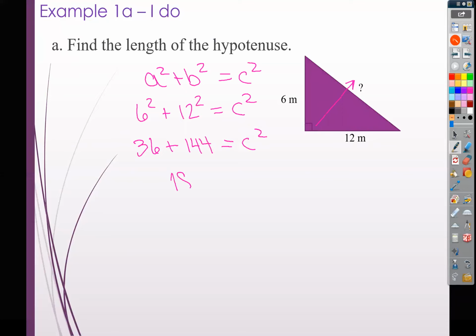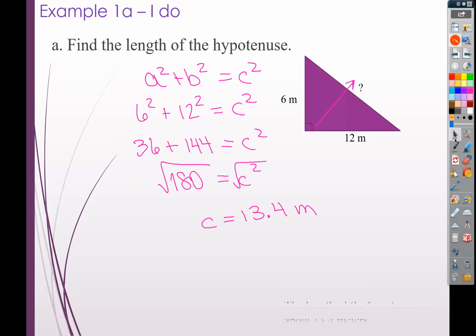And so if you solve that, that'll give you 180, which we can take the square root of both sides to solve. And then if they want you to round this to the nearest tenth, you would get 13.4 meters. And answers could possibly be an exact value, which would be simplifying the radical, or in decimals. So it just depends on how they want you to answer it.